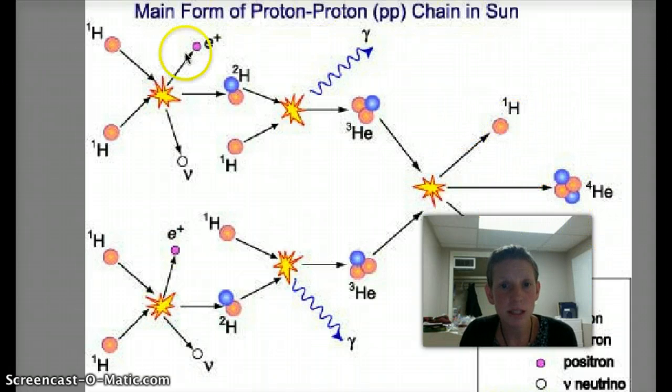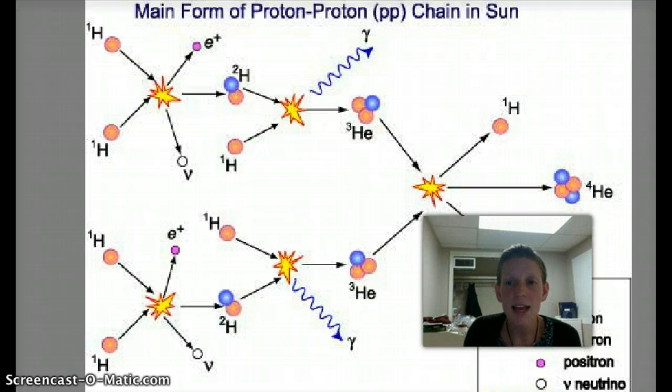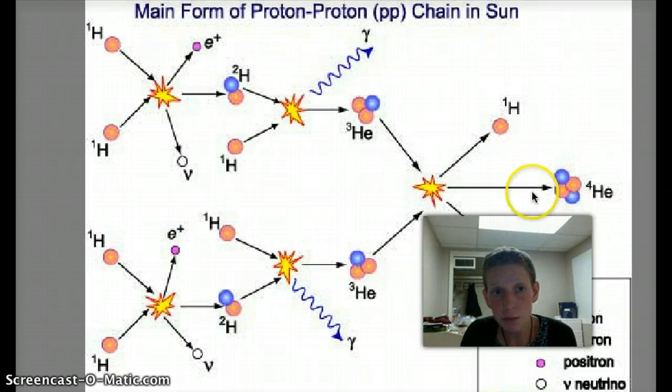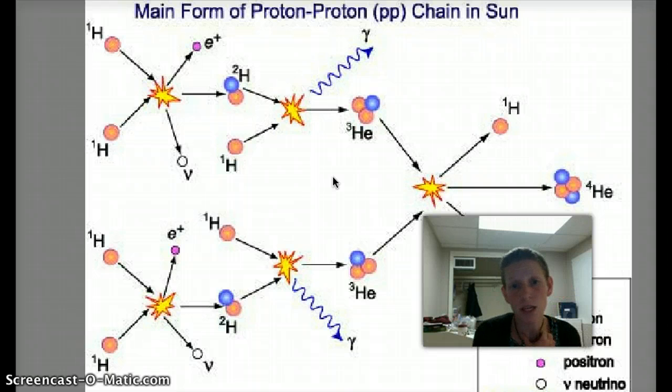So this is a process that can cycle throughout itself, so recycle, and then we basically are forming helium from hydrogen along with vast amounts of energy, and that's what we feel on Earth as solar radiation, or heat and light. So that was pretty cool.